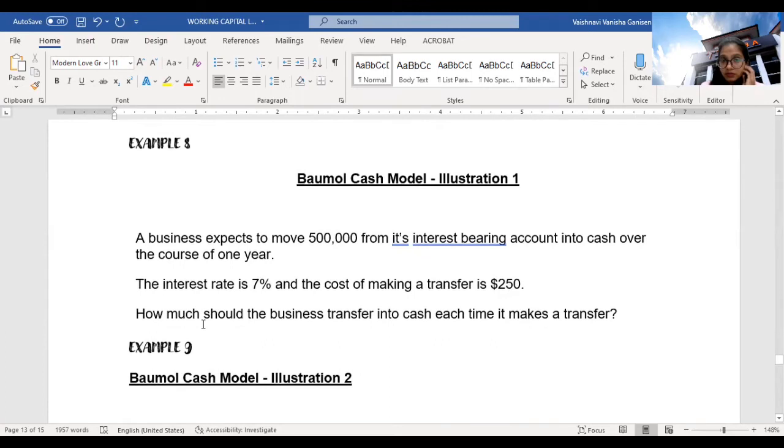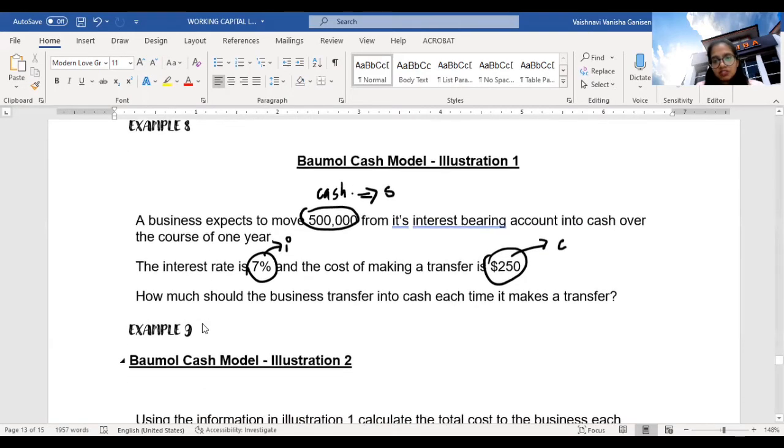Example number 8. A business is expected to move 500,000 from its interest-bearing account over the course of 1 year. The interest rate is 7%. Cost of making the transfer is 250. So this is your cash requirement, which also equals the value of S. This is the value of C, and this is your value of I. How much should the business transfer into cash each time it makes the transfer?